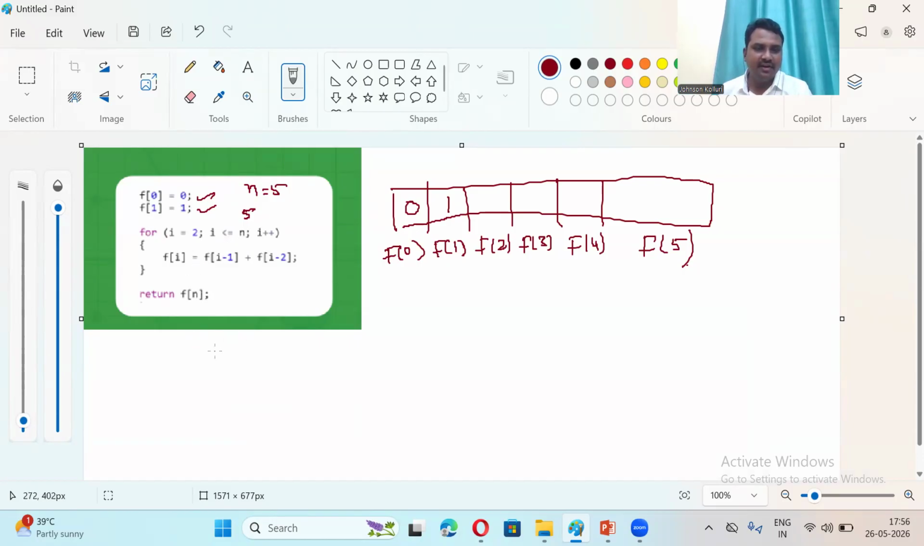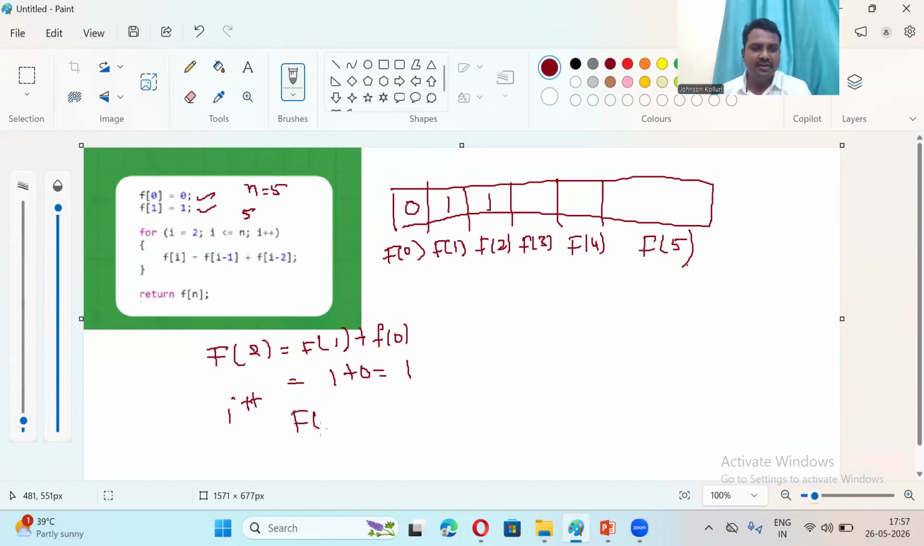What is f of i? For i equal to 2, f of 2 is equal to f of i minus 1, that is 2 minus 1, which is 1, plus f of i minus 2, f of 0. What is the value of f of 1 plus f of 0? The value of f of 1 is 1, f of 0 is 0. Then 1 plus 0 is 1, so you will get 1. Then i plus plus.